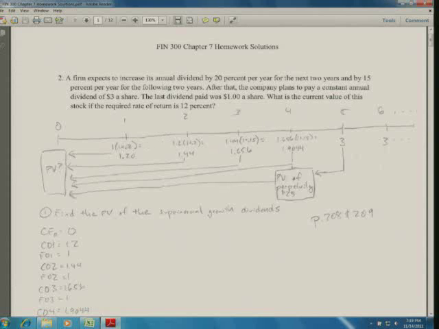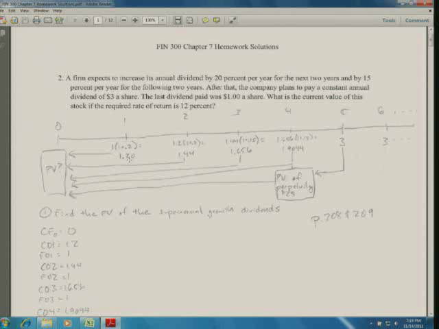So we're going to do it each step here is just grow it by the appropriate rate, take the previous dividend and grow it. Okay, so here we're taking the $1 times 1 plus 0.2. So this is 1 plus our growth rate here. And we do 1 times 1.2. It grows that $1 by 20%. And we find the actual dividend received at the end of year 1 is $1.20.